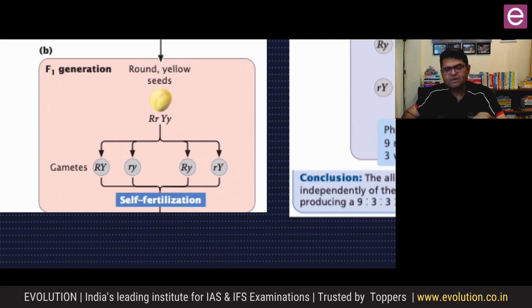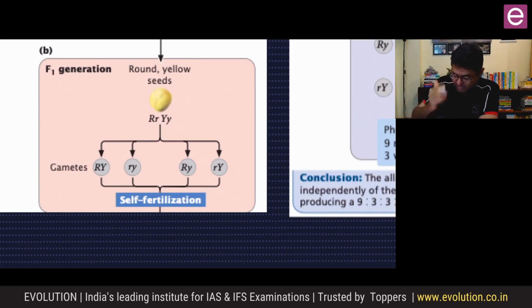And without independent assortment, you are never going to get 9:3:3:1 ratio. So since Mendel got 9:3:3:1 ratio, Mendel hypothesized again. And he was such a good hypothesizer. So Mendel hypothesized again. And upon hypothesis, Mendel came to the conclusion that it is possible only when R and Y are segregating totally independently, and this is called independent assortment.